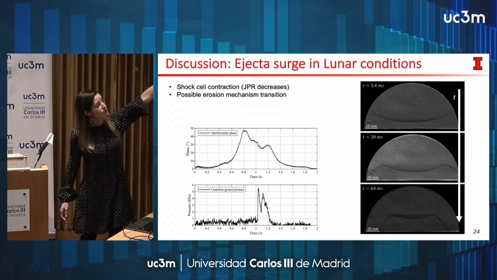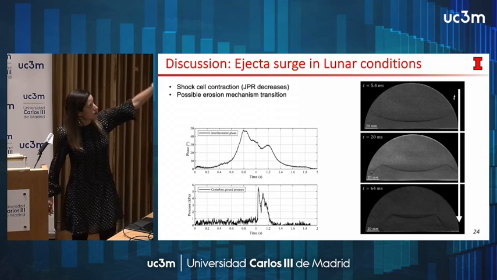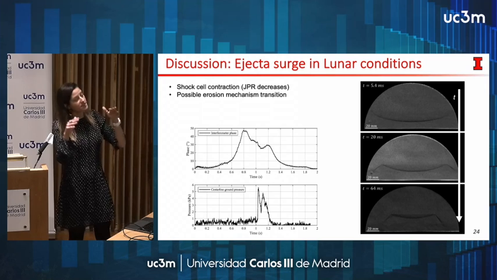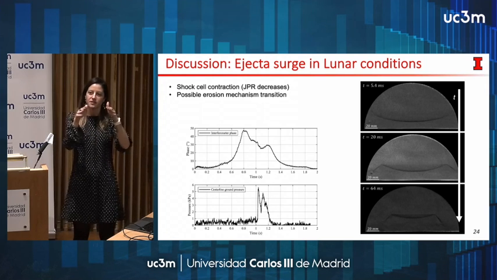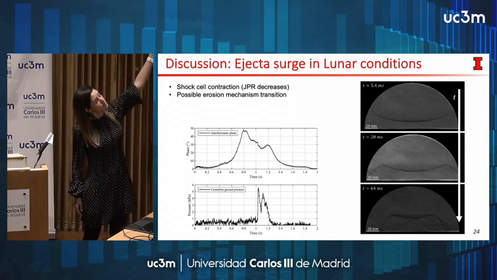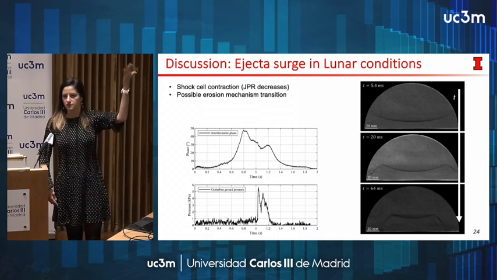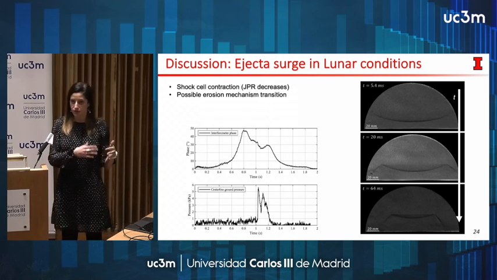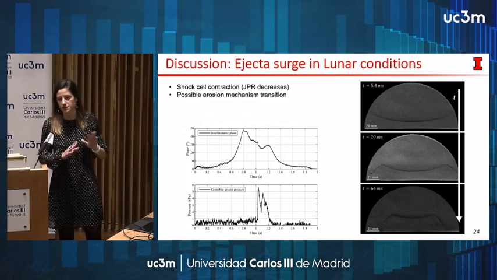So we start with a wide surface shock, but if you follow those images, in the third one you will see that actually we are having cell contraction. So at some point, there are oblique shocks impinging on the surface, and that's what we believe is when the surge of particles happens again. So we are changing the erosion mechanism there. In any case, for the first times of the test, this is highly representative.